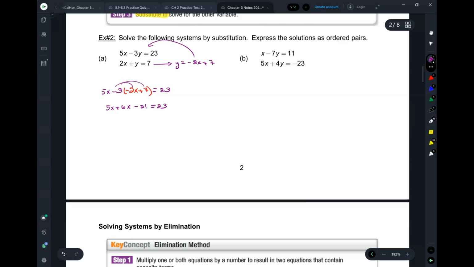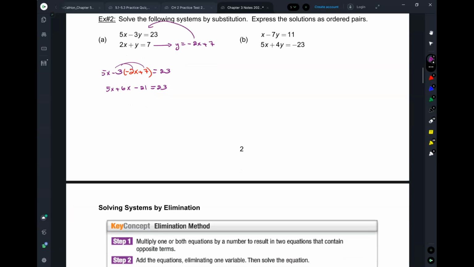Guys, be careful when you're distributing those negatives. Some of you are not distributing to the second term. 11x is equal to 44. x is 4. What do I do now? Plug it back in. Where do I plug it back in? I can plug it into any one of these. The easiest is for this one where I've solved for y already, okay? So y equals negative 2 times 4 plus 7, and I get that y equals negative 1. So, am I done? Is this how I leave it? No. Answer is 4 comma negative 1.